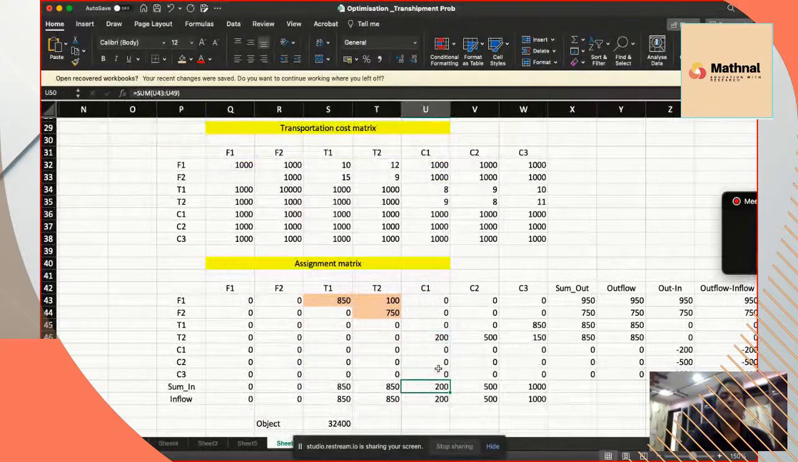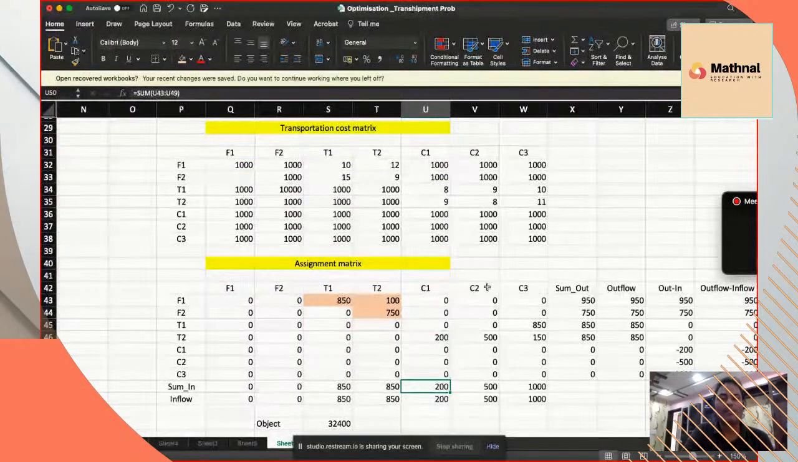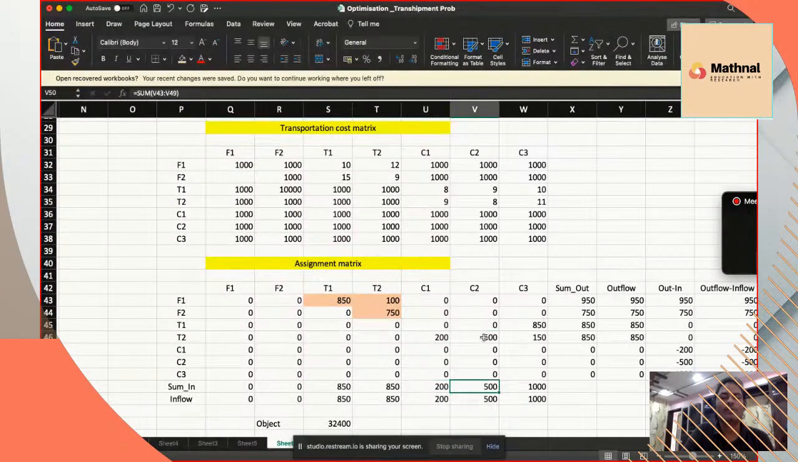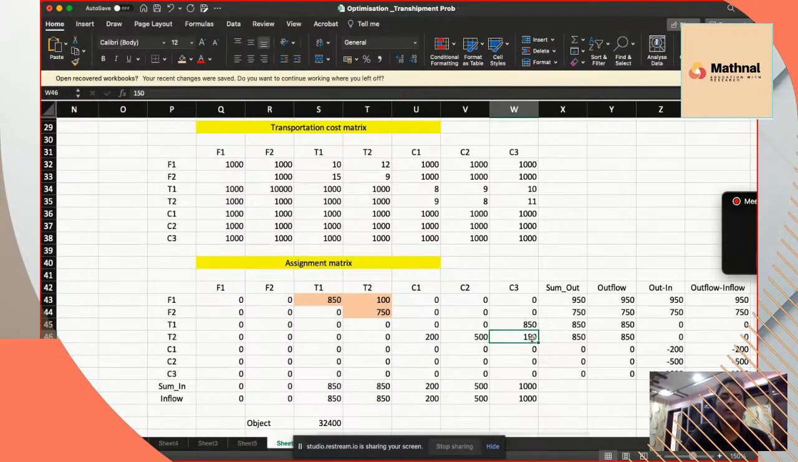What is the total inflow we can do into C2? What is the demand of C2? 500 units. We are giving 500 units, and this is going to C2 via T2. And the balance 150 units of C3 is going from T2. So we are seeing that all our constraints are matching.